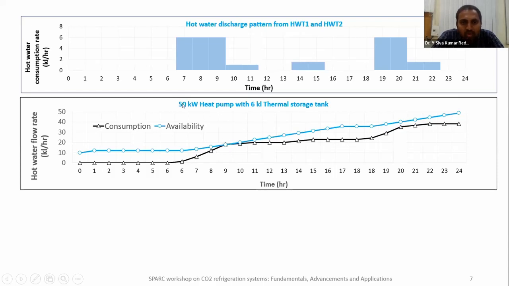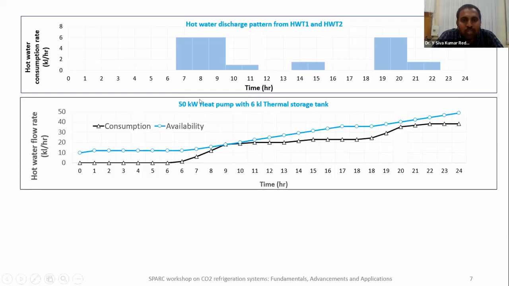When we go to 40 kilowatts or 30 kilowatts, we cannot supply the hot water requirements in peak demand. If we go to 60 kilowatts also, we can meet the hot water demands, but it will induce additional investment cost.